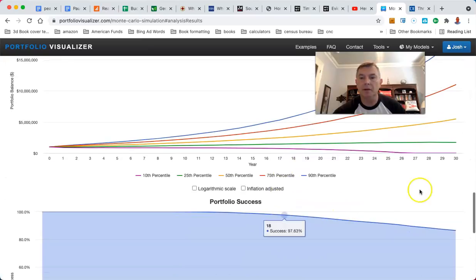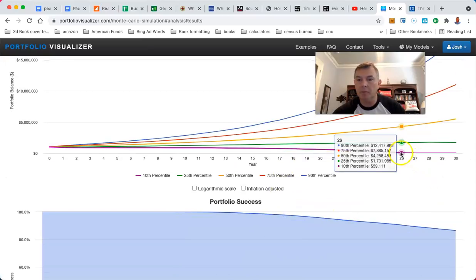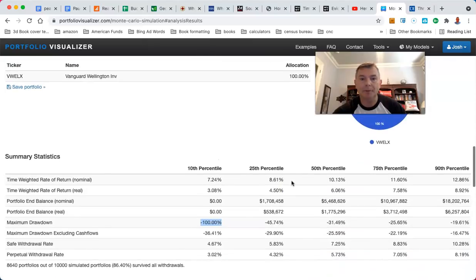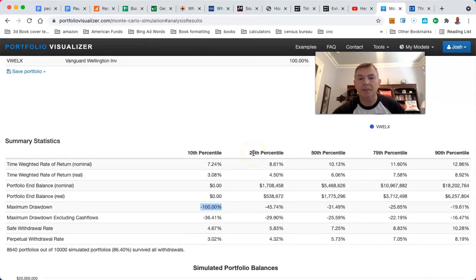And you can come down here, you can see there's a 10th percentile. We ran out of money in year 27. At the 25th percentile, 75% of the time we had more. We had $538,000 left. That is adjusted for inflation. So in real terms, we still had over $500,000, over half what we put in. Again, taking 5% a year, $50,000 a year, adjusted for inflation.